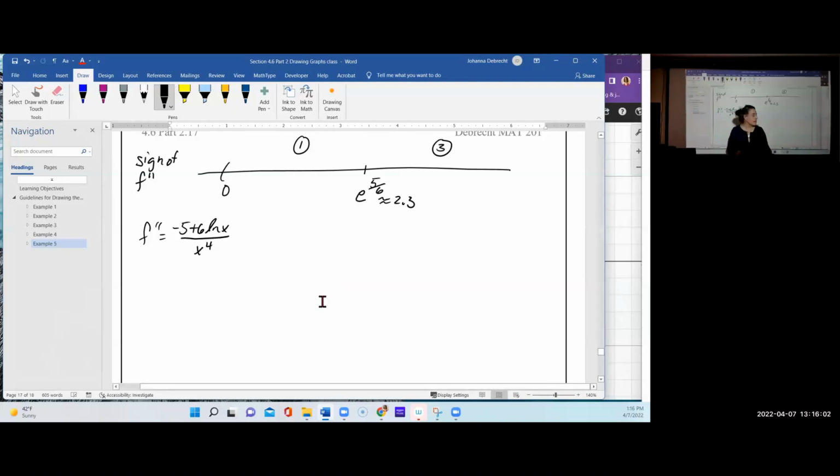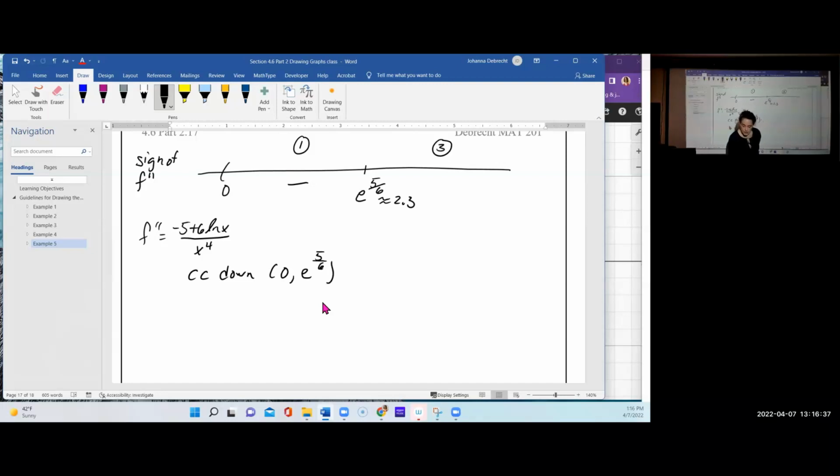So looking at this, the x to the 4th will be positive no matter what. And in this case, our domain is always positive, so it's doubly always positive. So that's not a problem. Looking at 1, the natural log of 1 is 0, which is why it's a good test point. So the 6 natural log of x drops out, and I get negative 5 over a positive, which is negative. So that tells me it's going to be concave down over the interval from 0 to e to the 5/6.